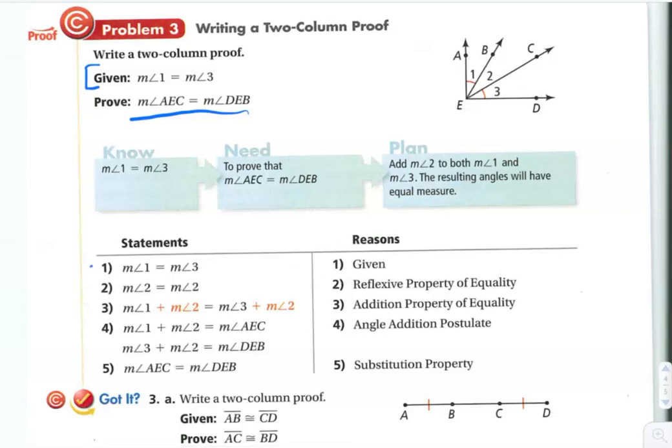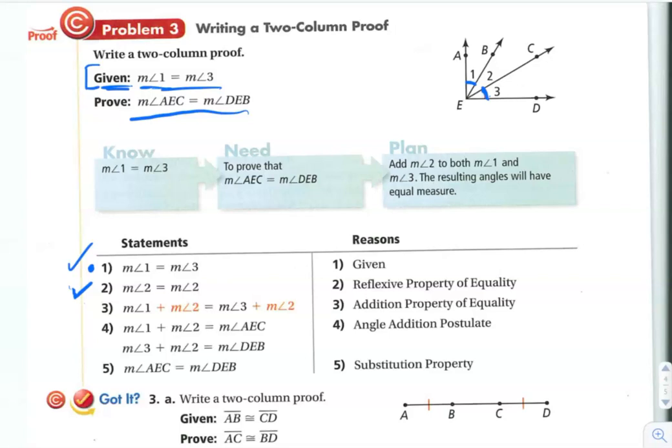So looking at number 1, they stated that the measure of angle 1 equals the measure of angle 3. So that's true according to this diagram. It was a given statement as well, but you guys can also see those arc markings in the diagram. So that's given. And then they're stating the measure of angle 2 equals the measure of angle 2, kind of explaining the obvious, and that's the reflexive property of equality.